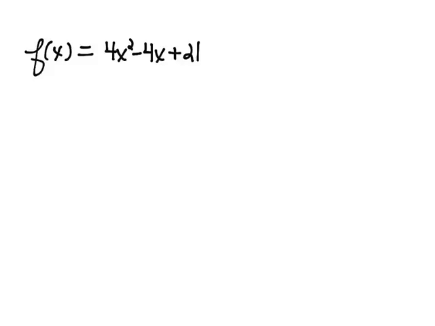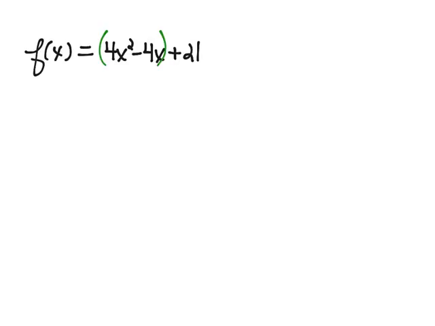This quadratic function, f of x equals 4x squared minus 4x plus 21, needs to be rewritten in standard quadratic form so that we can easily name its vertex, access the axis of symmetry, and maximum or minimum value. So we're going to do the process of completing the square.